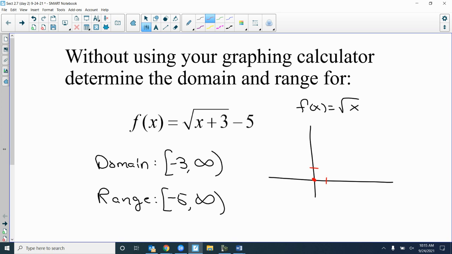It's at (0, 0), (1, 1). Square root of 4 is 2. And then square root of 9 is 3. It does increase gradually, and it will eventually keep going all the way to infinity, both out to the right and in the y direction as well. So that's going to get moved 3 to the left, 5 down for that.